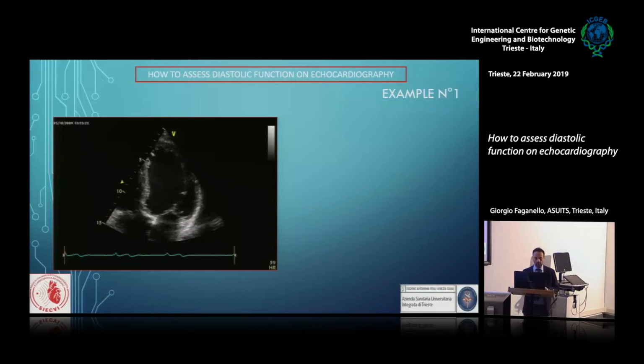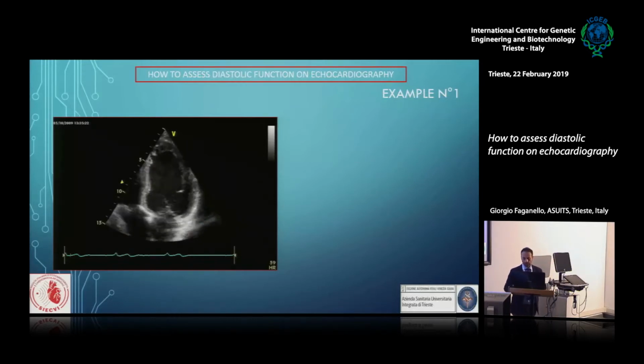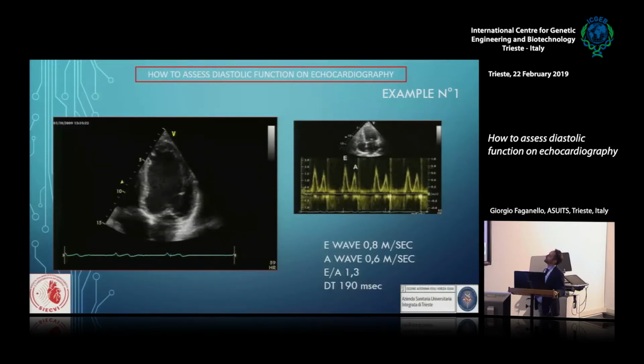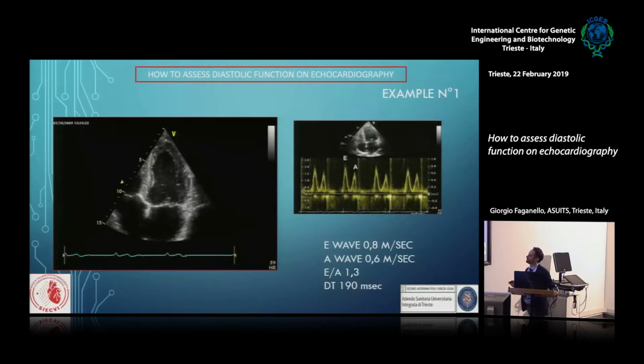Let's see in normal life. This is a 27 year old football player, 4-chamber view, left ventricle, left atrium, right ventricle, normal, normal ejection fraction. If you check his mitral filling, you will get a normal E wave and A wave with a ratio of 1.3 and normal deceleration time. So this is a normal case, okay?